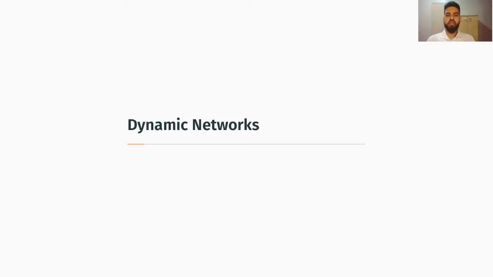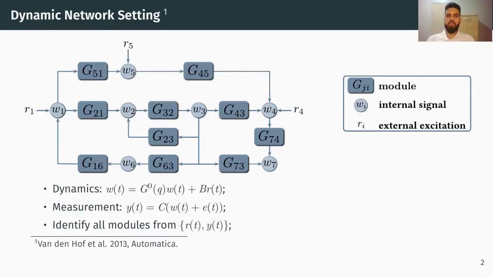Let us focus now on dynamic networks. In this work, we consider a dynamic network as seen in this graph. We adopt a modular representation from Van den Hof et al. In this network, internal or node signals are represented by the letter W. A node signal is the sum of all signals entering a particular node. Between some node signals there are modules, which are represented by discrete time LTI systems.